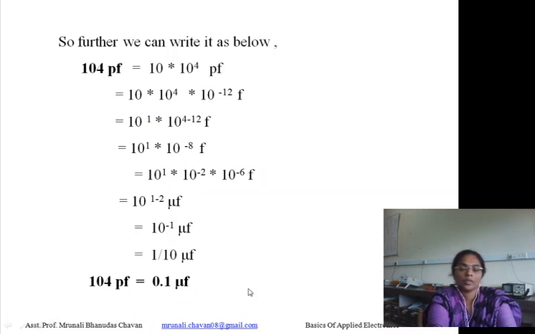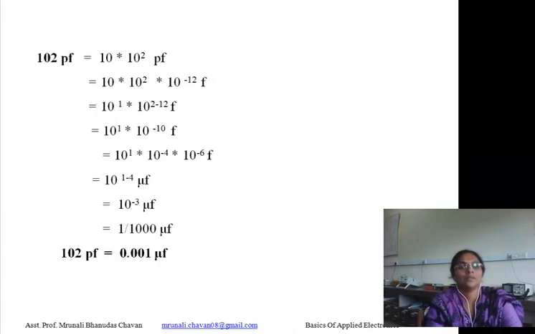जर तिथे सांगितलं असेल तुम्हाला की 0.1 मायक्रोफॅरेडचा कपॅसिटर तुम्हाला यूज करायचा आहे, तर तुम्हाला कुठला चूज करावा लागेल? सिरॅमिक कपॅसिटर. यू मस्ट चूज द 104 pF कपॅसिटर. ओके.